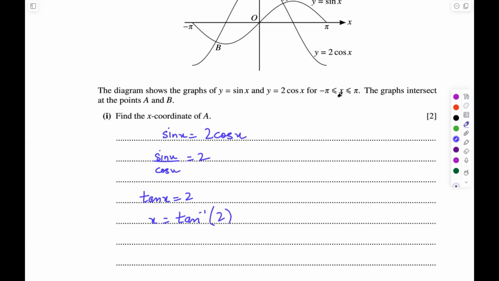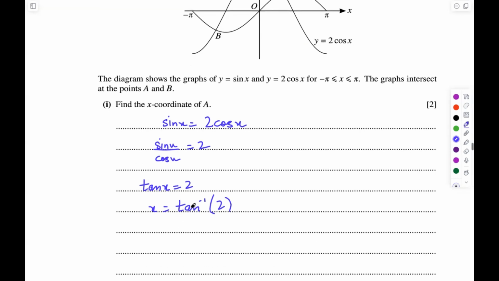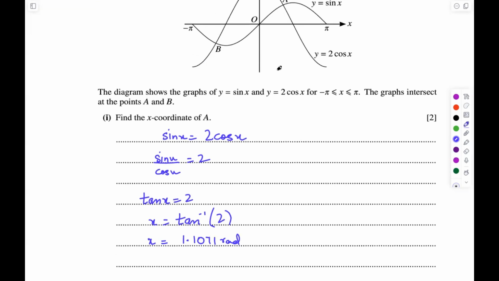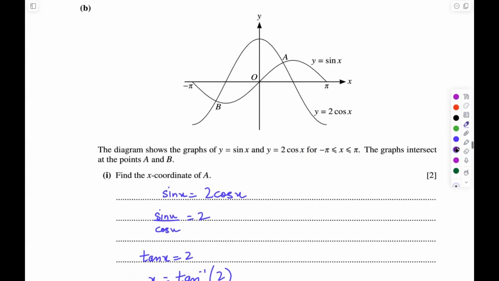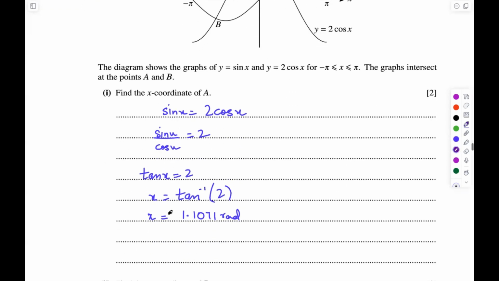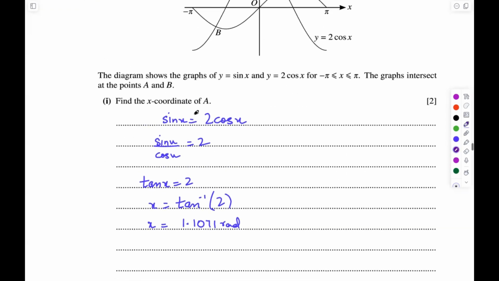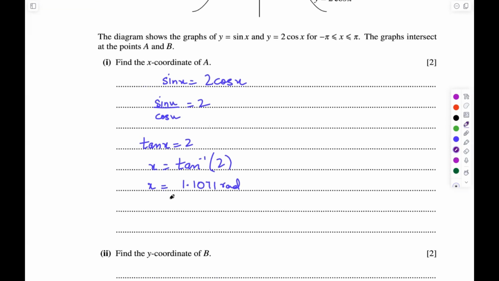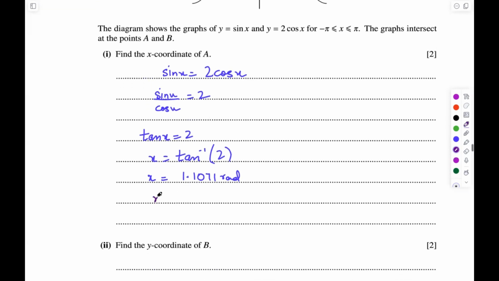And as the x value is from minus pi to pi, we'll have to convert our calculator to the radian mode. Now taking tan inverse of 2, that will be equals to 1.107. So we'll get 1.1071 radians. And as we know that A will have a positive x coordinate, we will not have to find the negative value. So the x coordinate of A will be equals to 1.107, or to 3 significant figures, 1.11 radians.